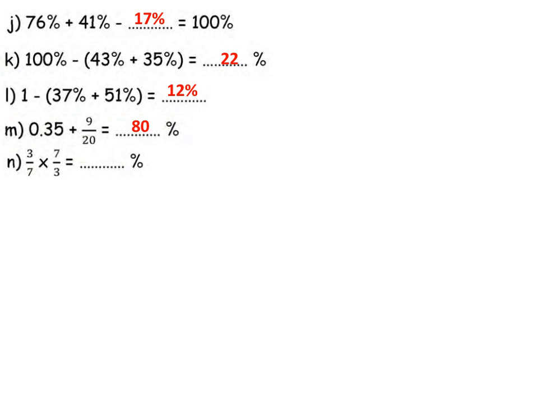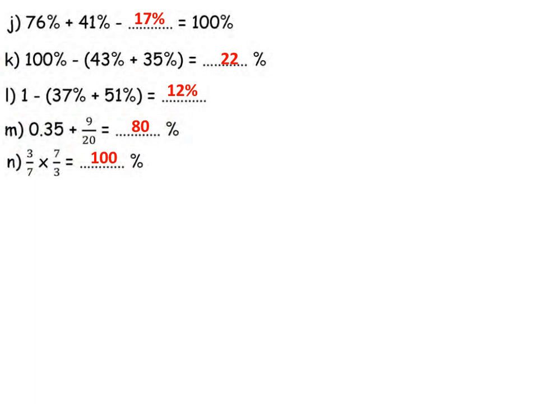Letter N, 3 over 7 times 7 over 3 equals. As we know, 3 over 7 and 7 over 3 are multiplicative inverses of each other. So 3 over 7 times its multiplicative inverse equals 1. As we know, the whole number 1 equals 100%, so the result equals 100%.